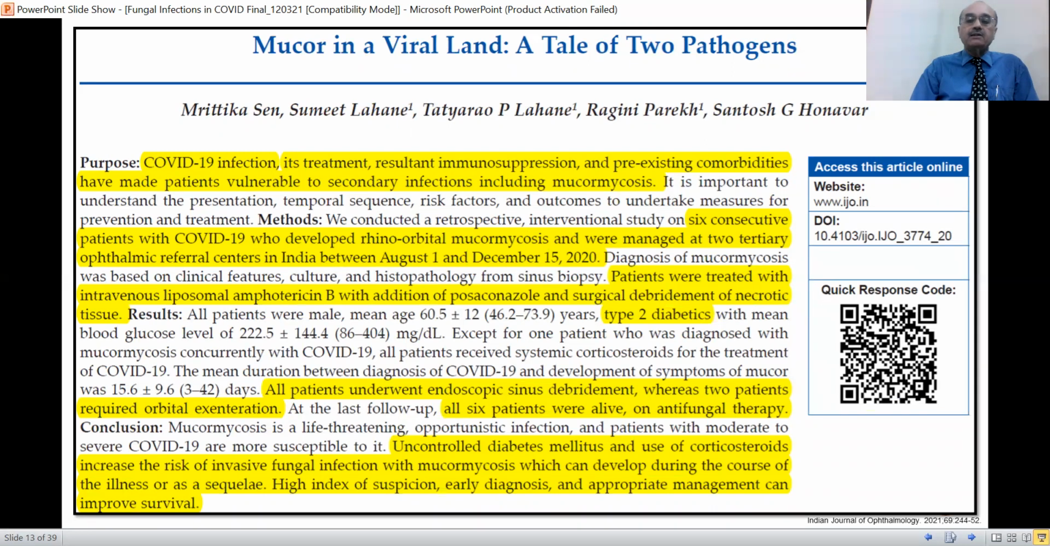Uncontrolled diabetes and the use of corticosteroids actually increase the patients' risk of developing invasive fungal infections and mucormycosis. And we all know that corticosteroids are required in most of these critically ill COVID-19 patients, and they increase the risk of getting these infections. So we have to be cautious and look for these infections if the patient is not improving and is worsening with the routine treatment.